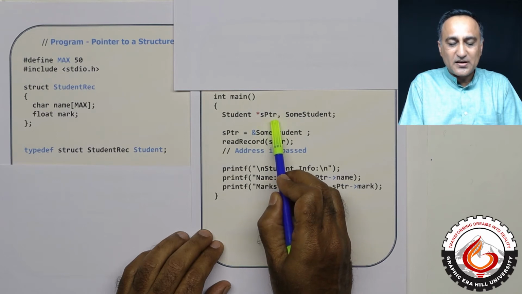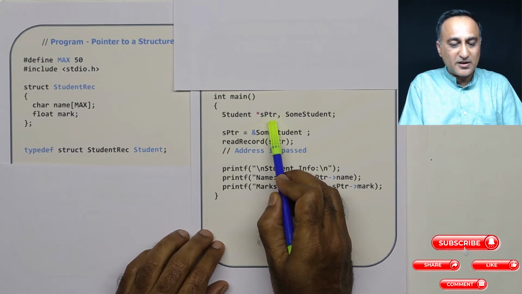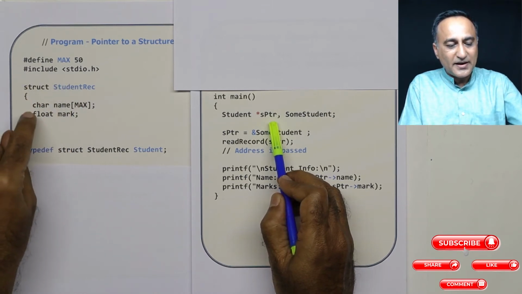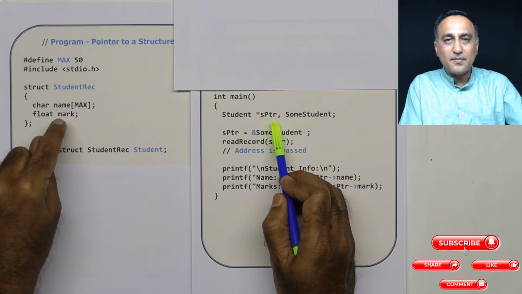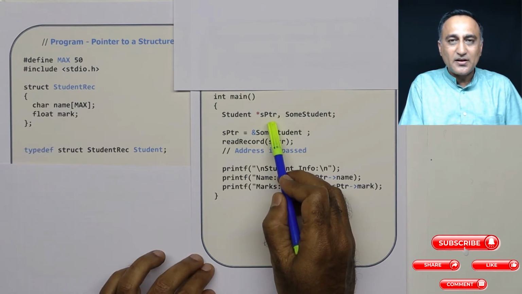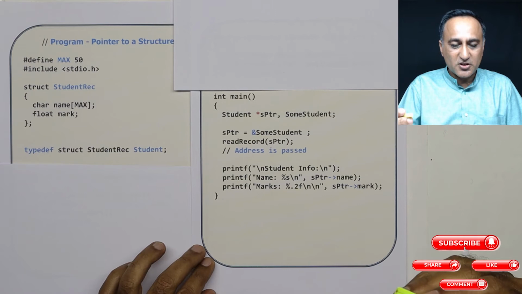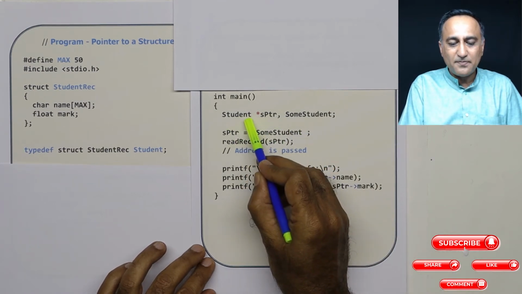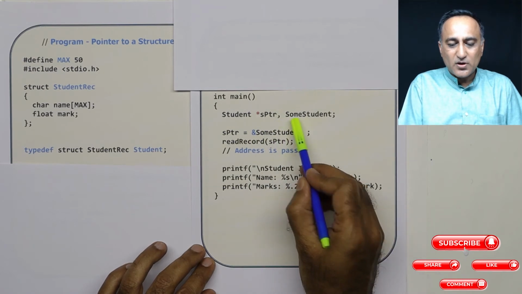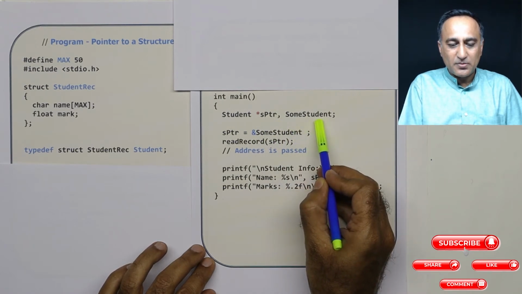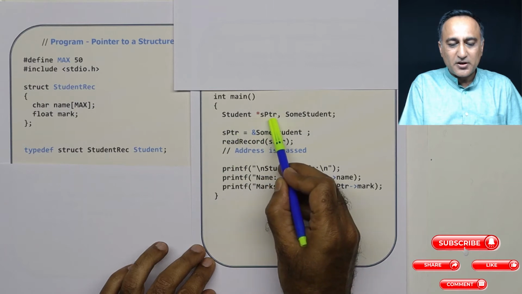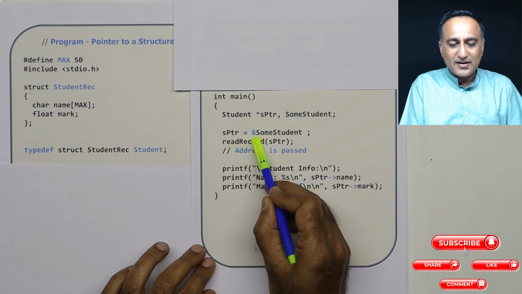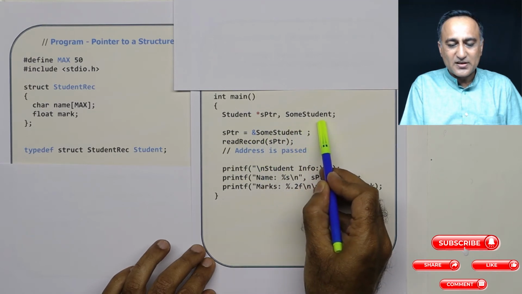So this SPTR is a pointer to a structure. That means it can hold the address of a data type with these particular members. That means it can hold the address of some other structure of the same type. So some student is a normal structure variable, SPTR is a pointer to a structure. Since they are all of the same data type, SPTR contains the address of this particular structure.